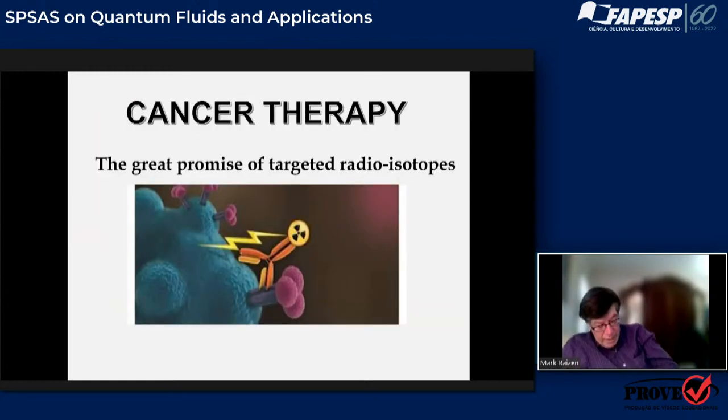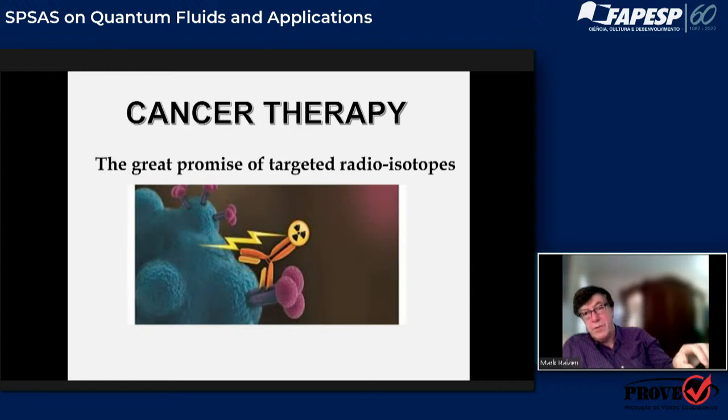So what are we doing at the Pointsman Foundation? Let me just say that there are great advances in cancer therapy. We still don't have a cure, but there's great promise of targeted radioisotopes. The idea behind targeted radioisotopes is that you have some molecule, like a monoclonal antibody, but it could be other targeting molecules that are designed to find and attach to cancer, to tumors inside the body, wherever they are, because they express a certain antigen that they attach to.